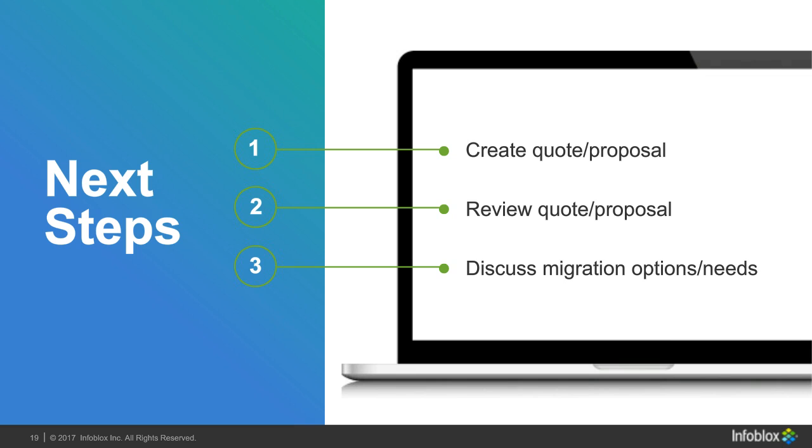So in terms of next steps, what you may want to do after hearing this, if you're interested in the core promotion program, you can contact us, and the best thing to do would be to have one of our sales representatives or our channel partner take a look at your configuration, what you have today, create a quote and a proposal that you can take a look at, and then we can go from there. So review that, and we'll work on that and see if that makes sense to you.